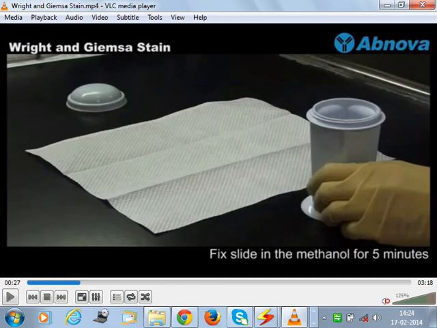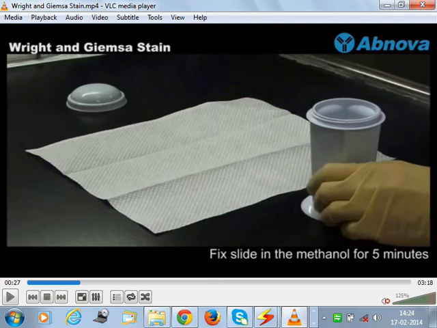Later on we will add many things. The smear will come off. It will detach from the slide.